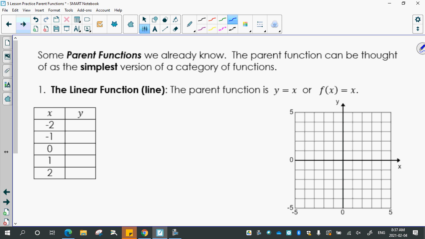So if these are my x values, and y equals x, if x is -2, y is going to be -2. If x is -1, y is going to be -1. And that's because we're looking at the simplest function, which is y equals x. Whatever x is, y is as well. And if we plot those points, you're going to get a line with a slope of 1. Goes right through 0. That's considered to be the most basic line.